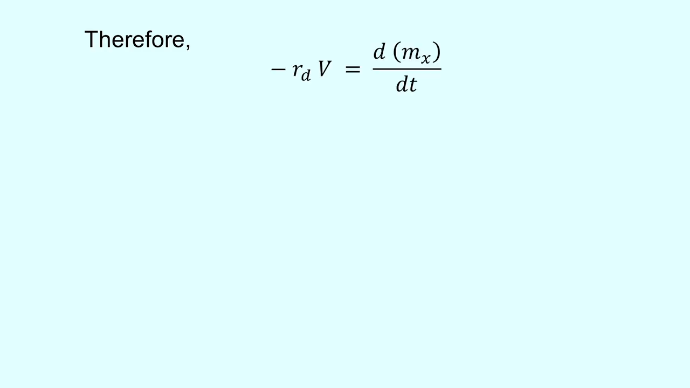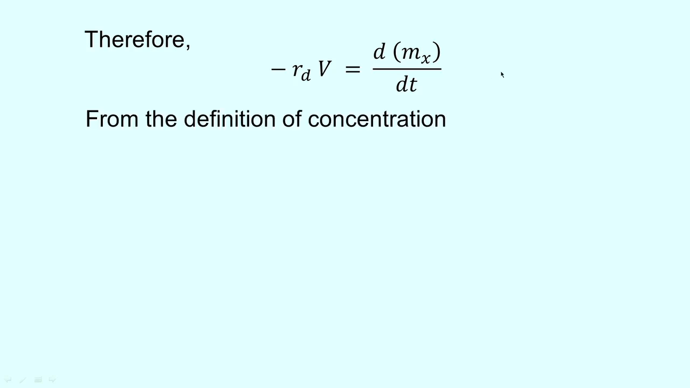Therefore, this R D into V, which is the rate of consumption of cells or the rate of death of cells on a mass basis, this minus comes from our balance equation, equals the accumulation rate of the mass of cells inside the bioreactor when it is being sterilized: minus R D into V equals d dt of m x. Now, we have everything on a mass basis, which is nice to have.